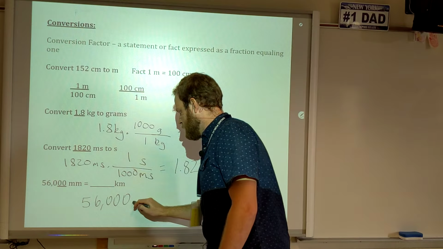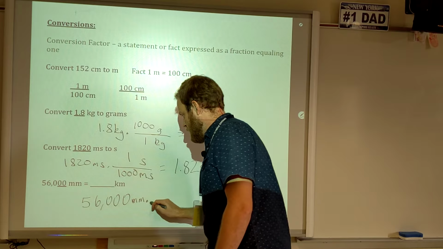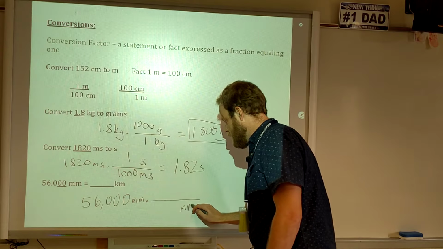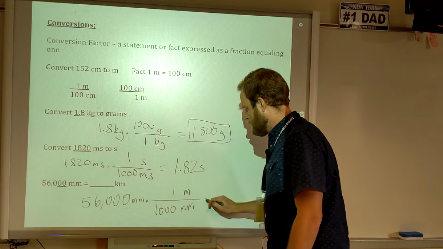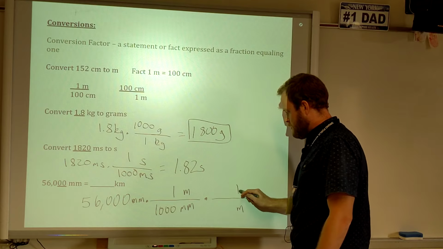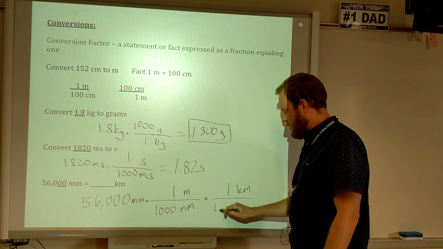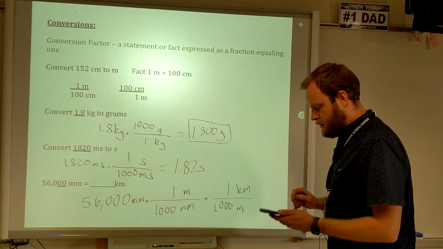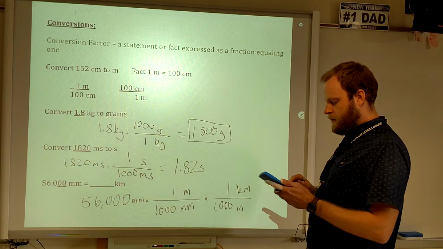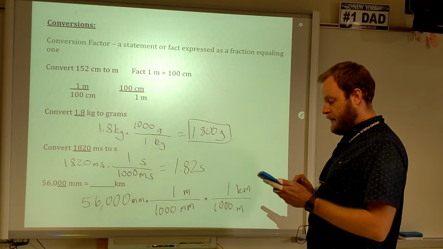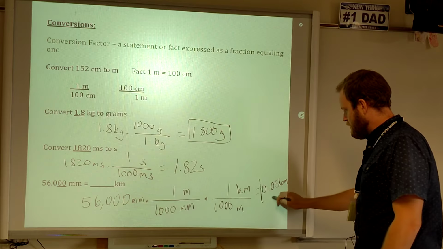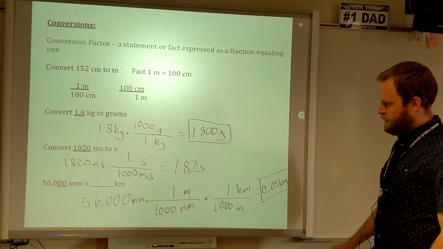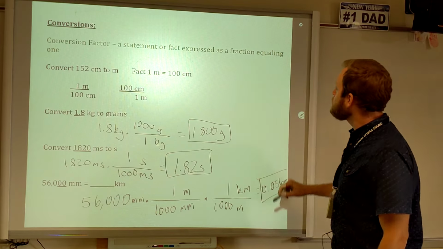And the last one on this page, I don't know how many millimeters are in a kilometer. Oops, this should be meters. But I do know that there's 1,000 millimeters in a meter. And I also know that in a kilometer, there's 1,000 meters. So this is going to be 56,000 divided by 1,000 divided by 1,000, which is 0.056 meters. Sorry, that's hard to read. Should probably box that one too.